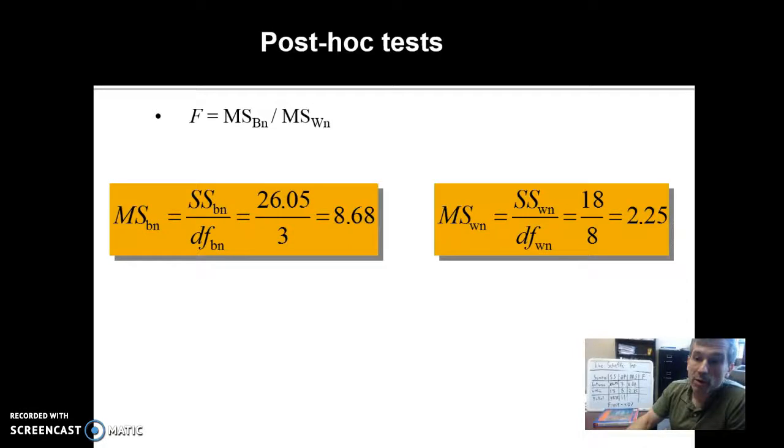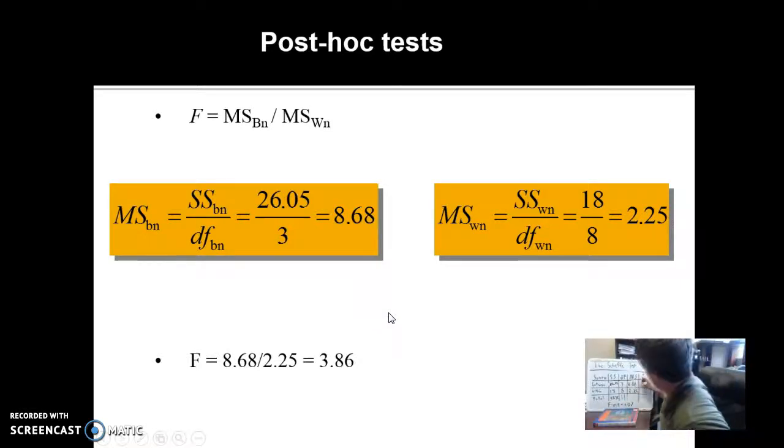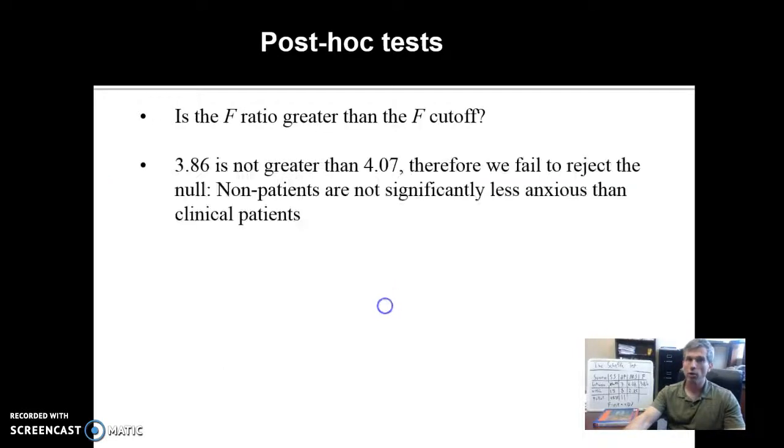Notice our mean square within hasn't changed, but this is how we get it. Turn that mean square between into an F ratio by dividing, and we get 3.86. There's 3.86 times as much between as within groups variance. So notice when we kept the same critical value, 4.07, is 3.86 across that line? No, it is not. It's pretty close, but horseshoes and hand grenades, it doesn't matter. It's not across the line, so it's not a significant result.